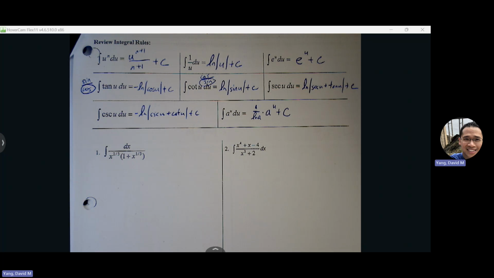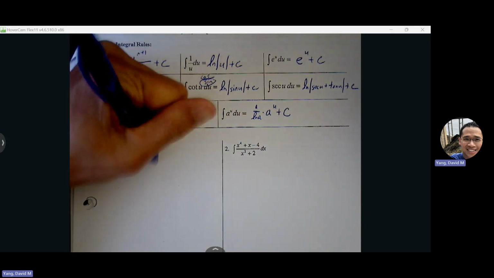Okay, number one, integral of dx over x to the 2/3 times 1 plus x to the 1/3. Too many terms in the denominator. We know we can't expand our way through. This doesn't look like a synthetic division problem. This is a U substitution problem.